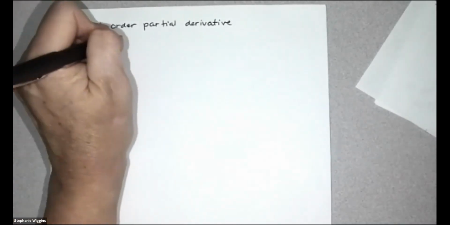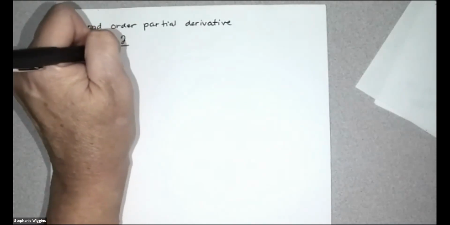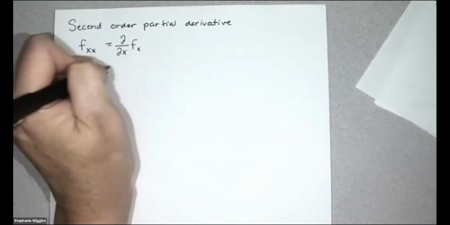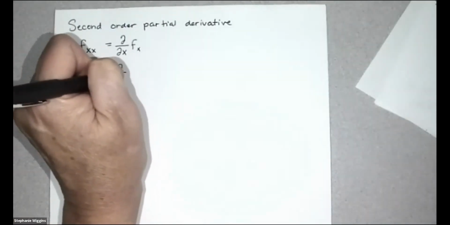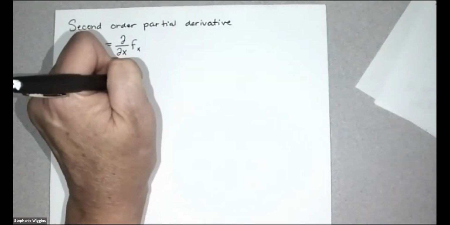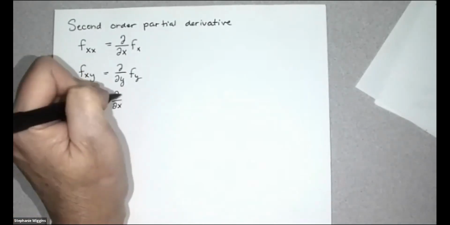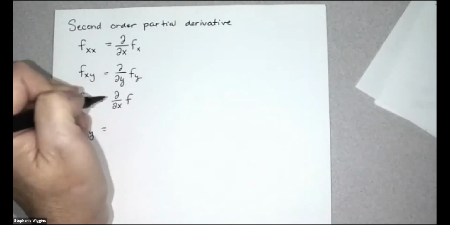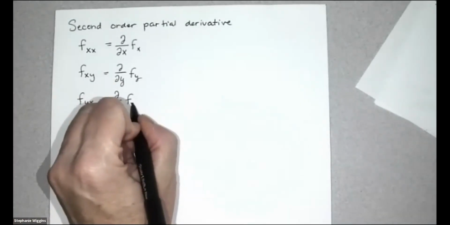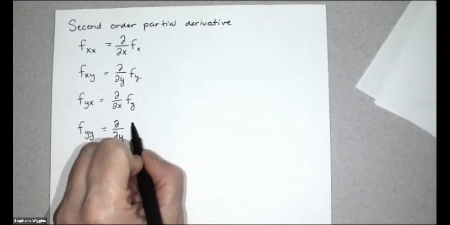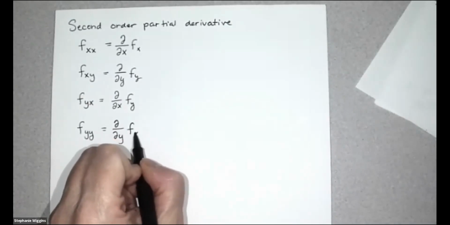This is what we call them, and what that means is the definition is the derivative with respect to x of fx. This is the derivative with respect to y of fy. And we have the derivative with respect to x of fy. And then the derivative with respect to y of fy.